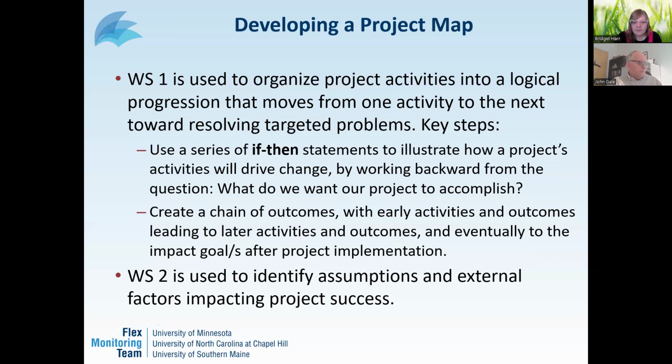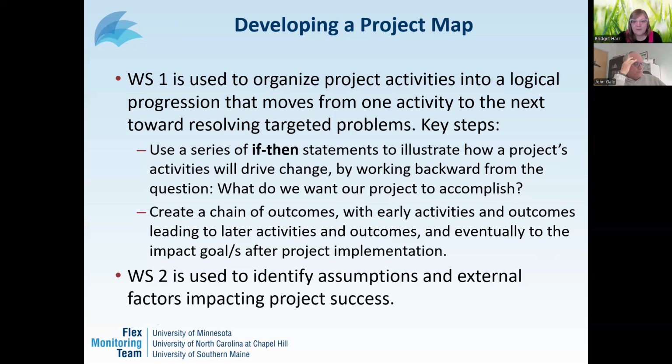Once you've laid out the project map, worksheet 2 asks you to pause for a reality check. It focuses on testing your assumptions and accounting for external factors that could influence success. An assumption is essentially your reasoning for why you think a chosen strategy will work. For example, you might assume that improving communication around patient transfers will reduce errors. That seems logical, but worksheet 2 asks you to check, how do you know this is true, and what evidence or experience backs it up?